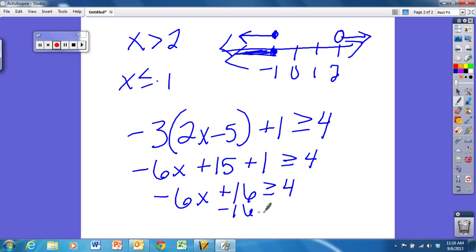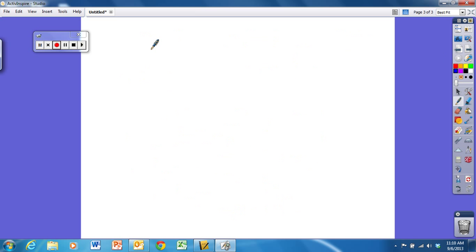We're going to subtract 16 from both sides. We're going to go on to the next page. Negative 6x is greater than or equal to negative 12. Now this is where inequalities get a little tricky. And let me just do another example really quickly.